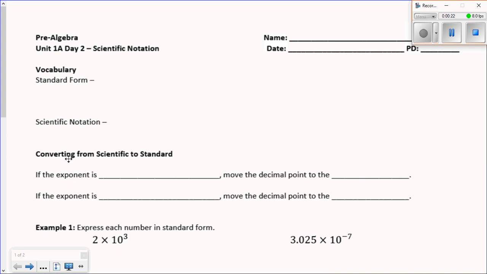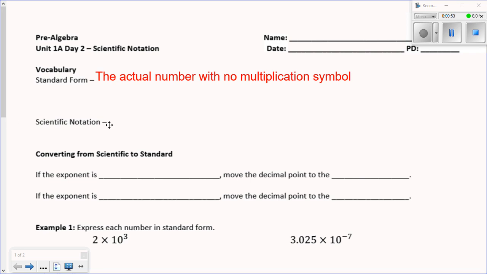So the vocab for this day of notes is actually pretty small. All we need to do is define standard form and scientific notation. Standard form is the actual number with no multiplication symbol. All the numbers that we deal with on a normal basis, those are standard form, like straightforward numbers. That is our standard form of numbers.